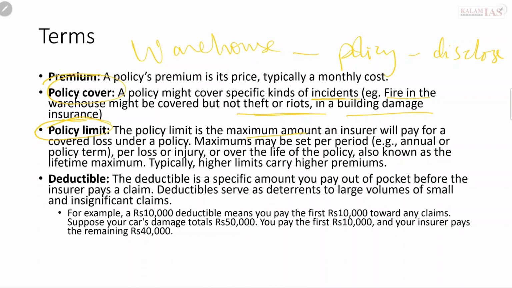Then there is policy limit. The policy limit is the maximum amount an insurer will pay for covered loss under a policy. Maximums may be set per period, that every year, annually, what will be covered, or policy term, that over the course of the entire 20 years this will be paid, etc. Then you can have per loss or injury, or over the life of the policy, also known as the lifetime maximum. Typically, higher limits carry higher premiums. That if you buy cover for rupees 1 crore accident insurance, then you might have to pay 10,000 every month. Whereas if you buy cover for rupees 1 lakh, then you might have to pay 100 rupees per month. All of this depends. Okay.